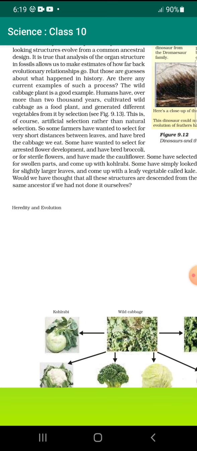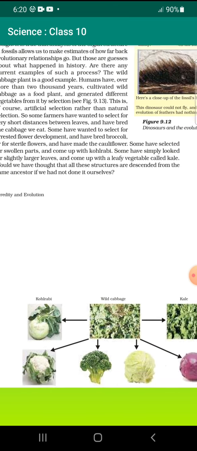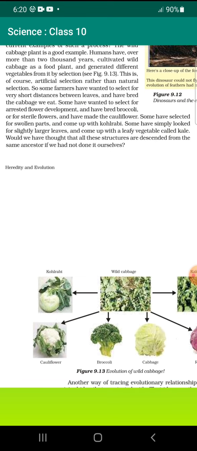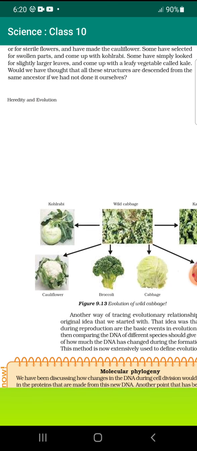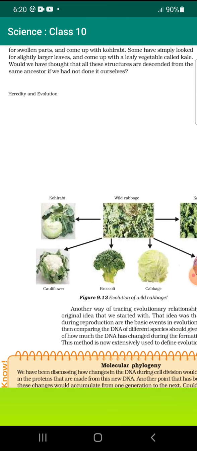Humans have over more than 2000 years cultivated wild cabbage as a food plant and generated different vegetables from it by selection. This is of course artificial selection rather than natural selection. So some farmers have wanted to select for very short distances between leaves and have bred the cabbage we eat. Some have wanted to select arrested flower development and have bred broccoli, or sterile flowers and have made the cauliflower. Some have selected for swollen parts and come up with kohlrabi. Some have simply looked for slightly larger leaves and come up with a leafy vegetable called kale.